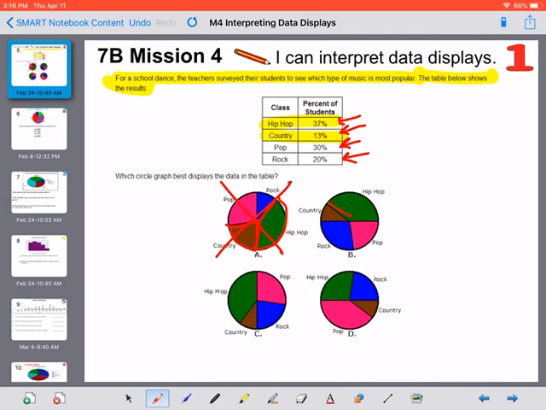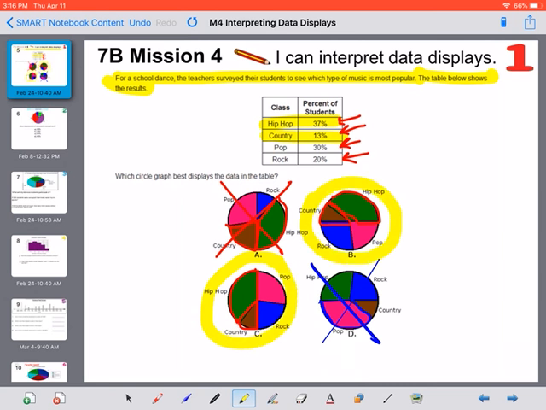Our next one, hip hop is our biggest, which is true, and our smallest is country, so that could be a good answer so far. Let's look at the next one. Here, hip hop is our largest slice and country is our smallest slice, so it could be that one as well. On the next one, our largest slice is pop. That's not right, so that one's out. So we have these two circles left. Which one, based on our other pieces of information, makes sense?